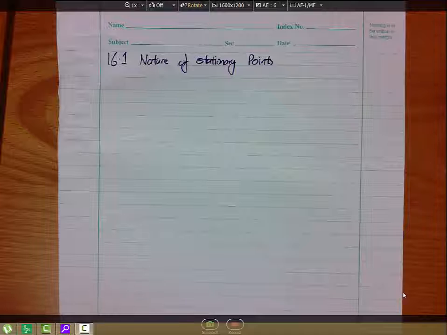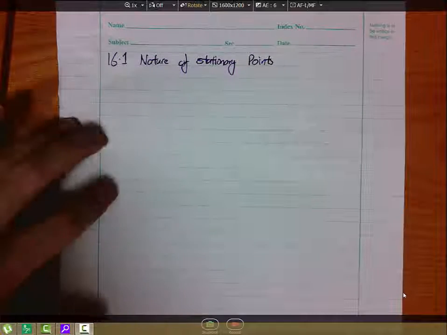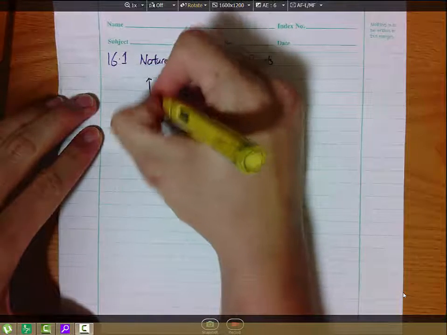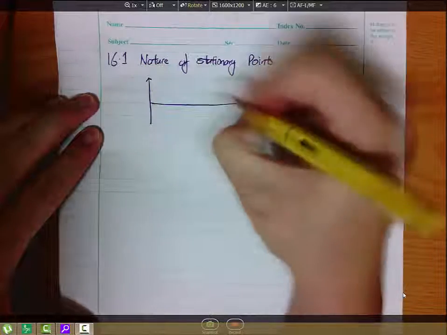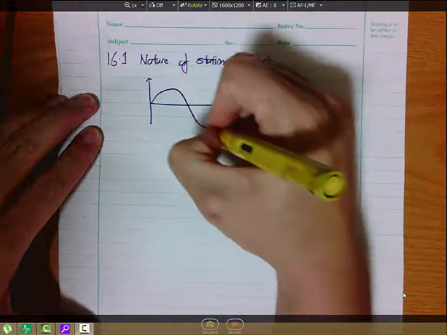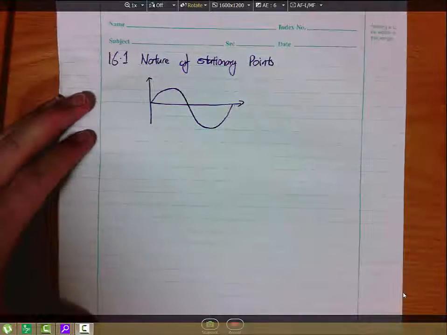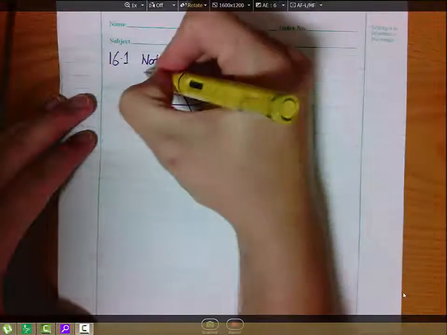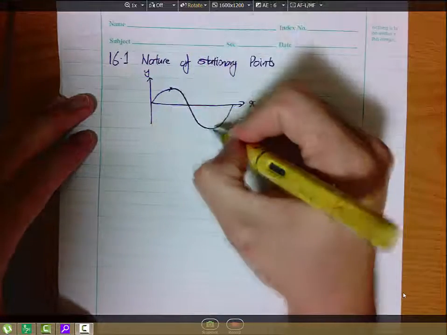Okay, welcome to lesson 16.1, nature of stationary points. Before we even begin, let's discuss what a stationary point is. For example, if you have a graph that looks something like this, it goes up and comes down. Where are the stationary points? In this case, the stationary points are here and here.